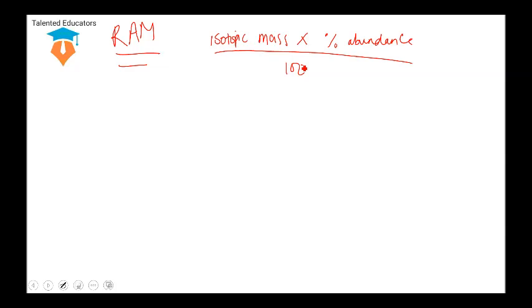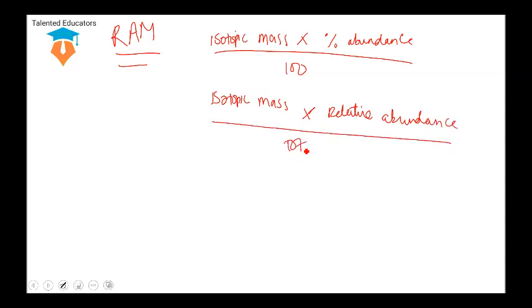Also do double check. But if they give you relative abundance, then the equation is pretty much the same, but it's isotopic mass times relative abundance divided by total abundance. So this means it's not always 100, it might be 50 or 30 because it can vary, so just add it up. Also, let's quickly look at the definition of an isotope.